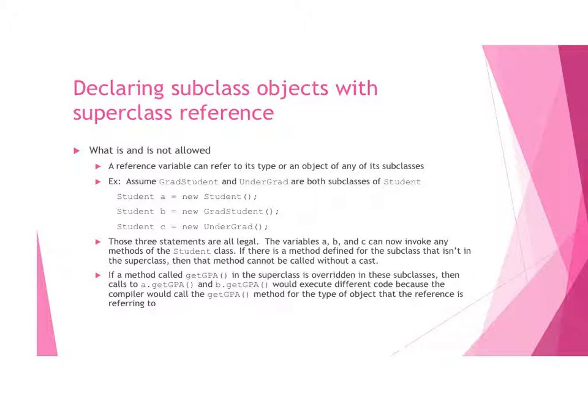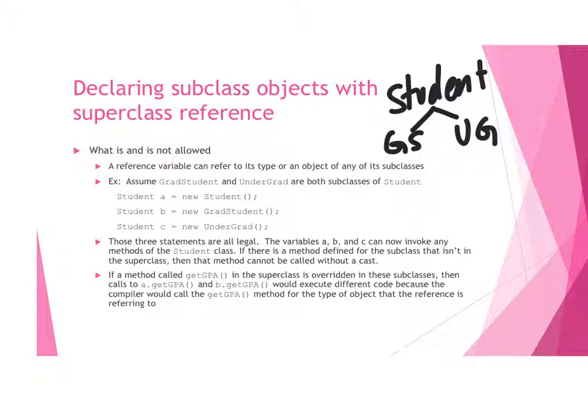Now, when we're declaring objects with a superclass reference, it's very specific about what we can and can't do. A reference variable can refer to any object of its type or of its subclass. So let's say, for example, we have a class Student, and the Student has two subclasses, GradStudent and Undergrad. I can make these reference variables student A, B, and C, and student A can point to a new Student, student B can point to a new GradStudent because grad students are students, and student C can point to a new Undergrad because undergrads are students. All of this is legal.